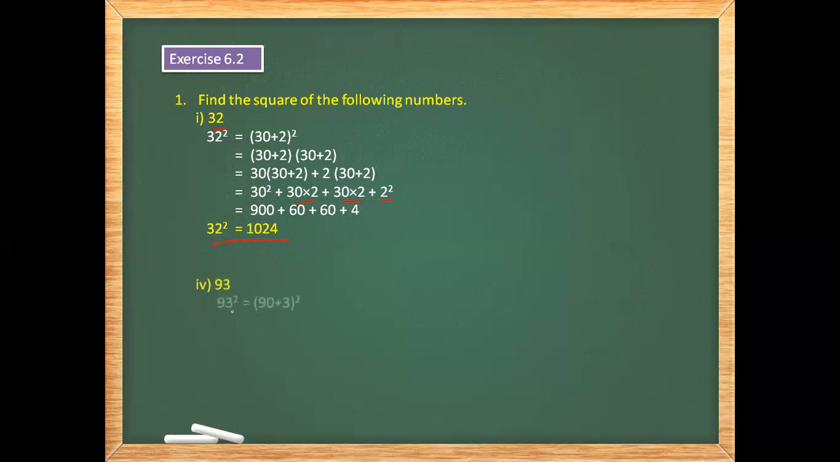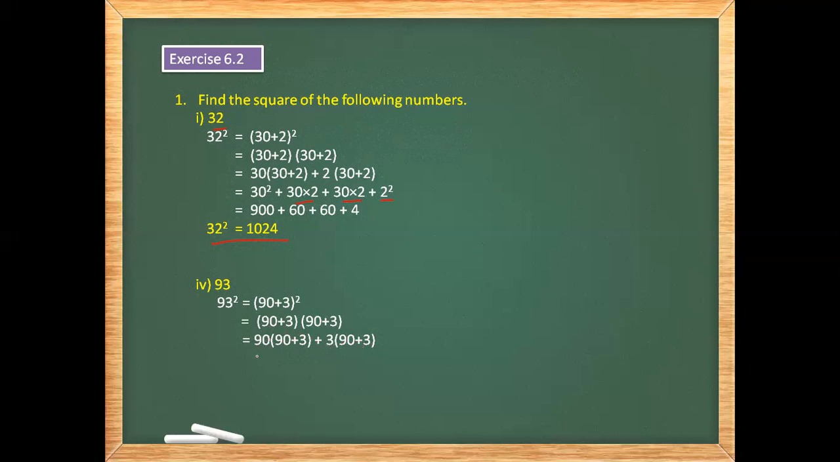93 squared. See children, 93 I can write like this, 90 plus 3. So again it is in first bracket 90 plus 3 and in another bracket 90 plus 3. So what I got? 90 into (90 plus 3) plus 3 into (90 plus 3). See this. In the first bracket, take the first number into another bracket. Again take the second number with the sign and again into another bracket.